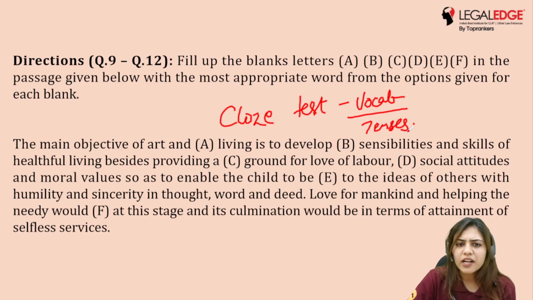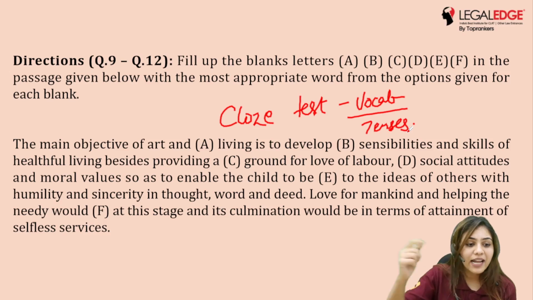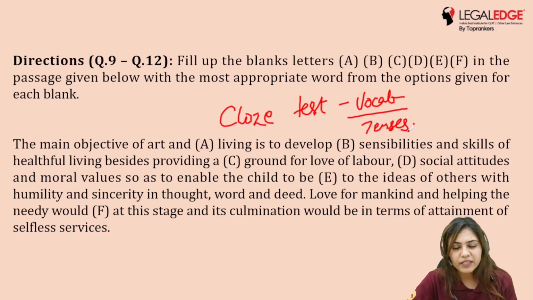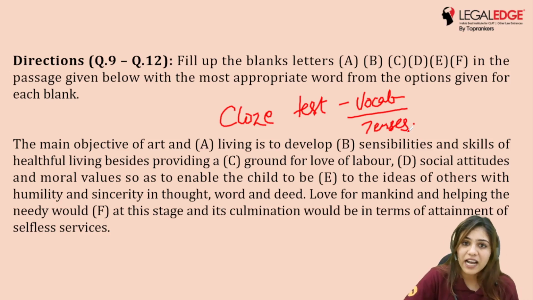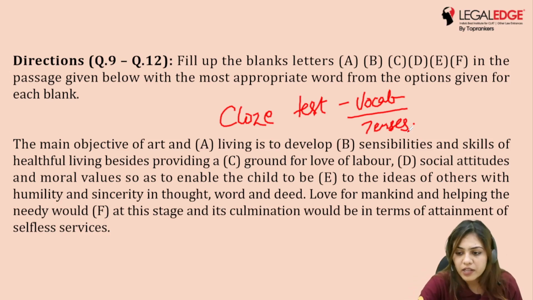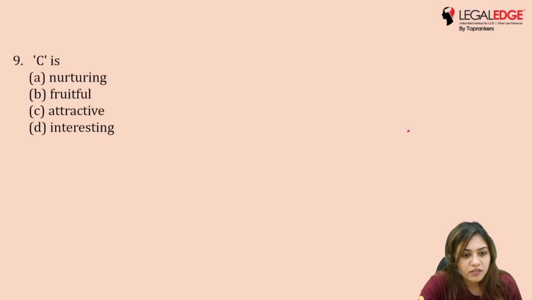यहाँ पे बताया जा रहा है what is the main objective of art and dash living. ठीक है, अब हमें नहीं पता है कि which living are they talking about, and that is to develop dash sensibilities and skills of healthful living besides providing a dash ground for love of labor. The first question is based on option C. तो हमें देखना है कि option C में क्या best option हो सकता है.